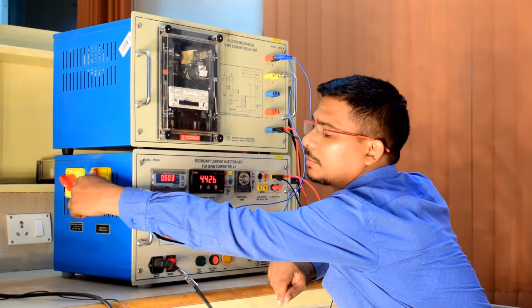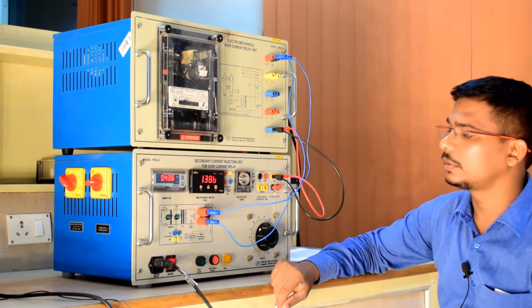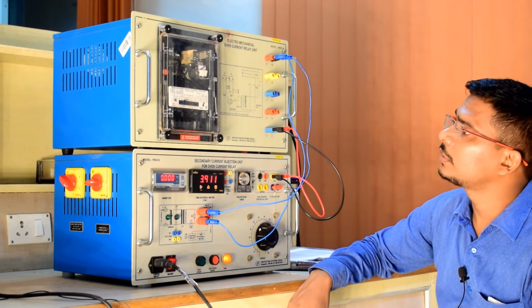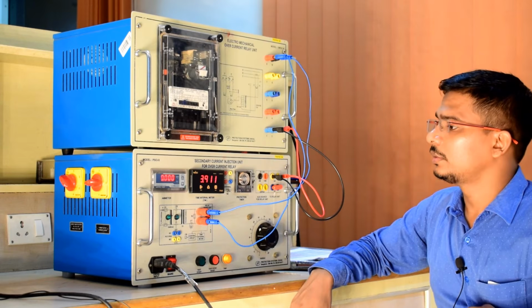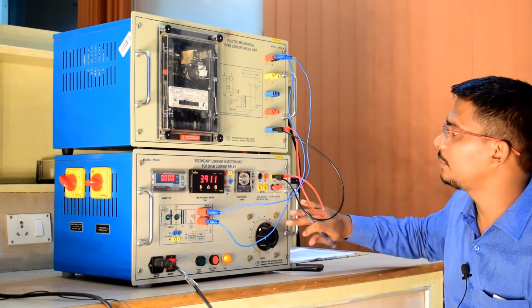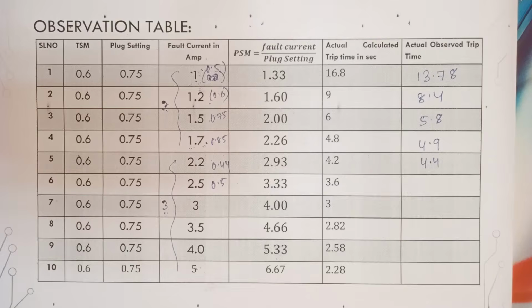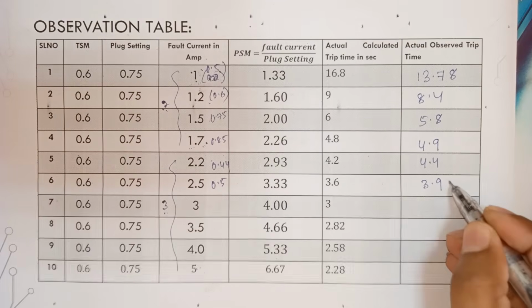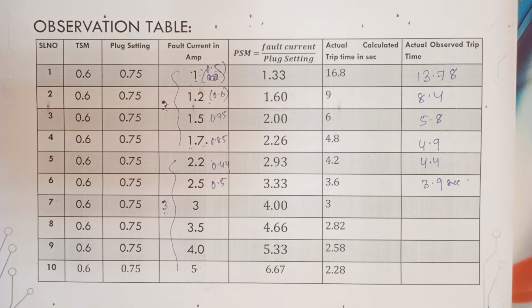Now we will give this one. When we are changing that rotor switch, as we already told, that relay will detect the current. The unit will transfer the current to the relay. So the time is 3.9 seconds. Our expected is 3.6 seconds. Observed, 3.9 seconds.